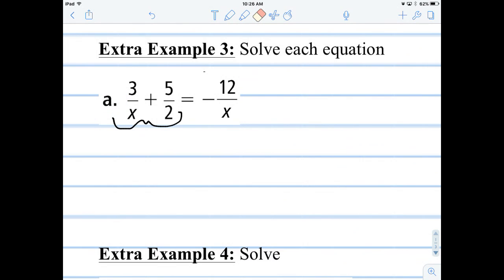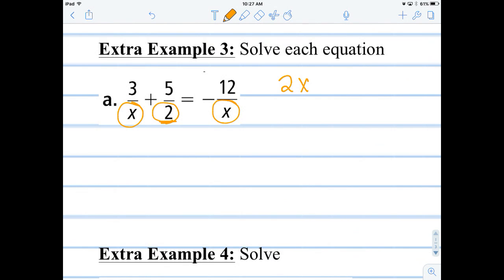So instead, what I'm going to do is look at my denominators and figure out what my least common denominator would be between my x, my 2, and my x. For the common denominator, I'm going to need an x to take care of this one and this one right here. And I'm going to need a 2 to take care of this one right here. So I'm going to need a 2 and an x. So my least common denominator is 2x.